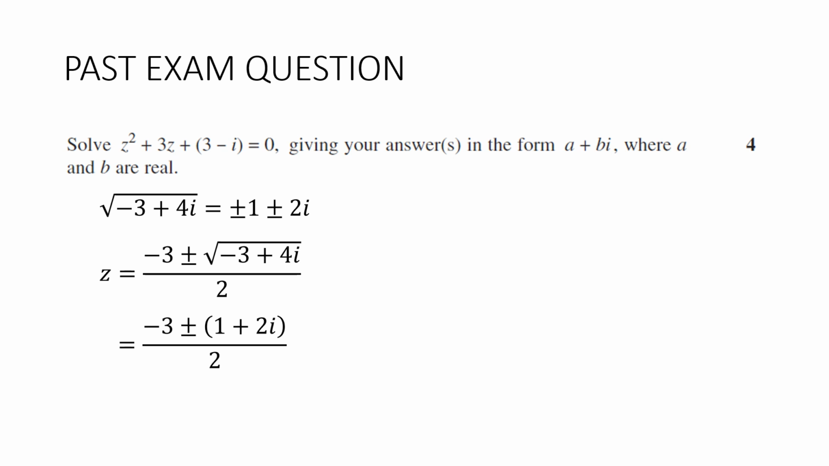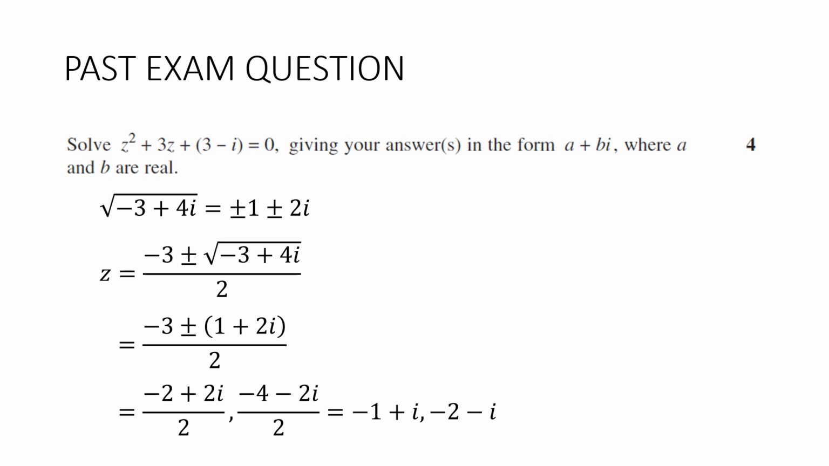So I'm going to substitute in 1 plus 2i. Now we're going to work through the answer with the plus sign and then work through the answer with the minus sign, and we will get two solutions, (-2 plus 2i) all over 2 and (-4 minus 2i) all over 2, which can be further simplified to -1 plus i and -2 minus i.